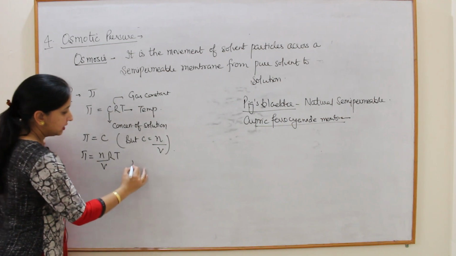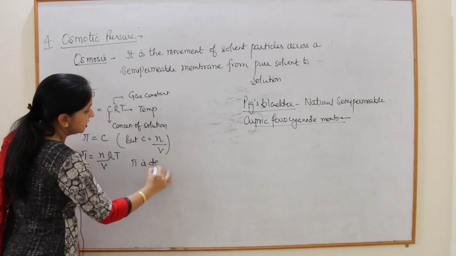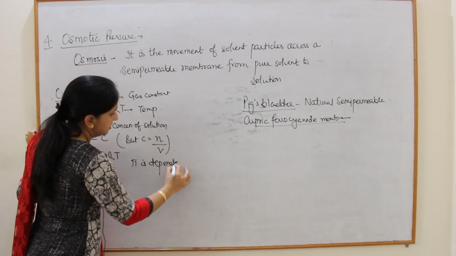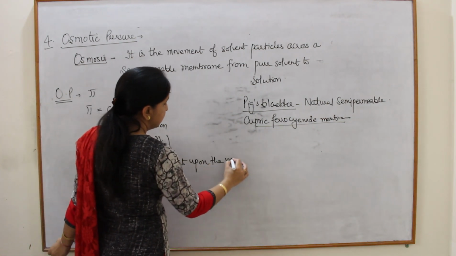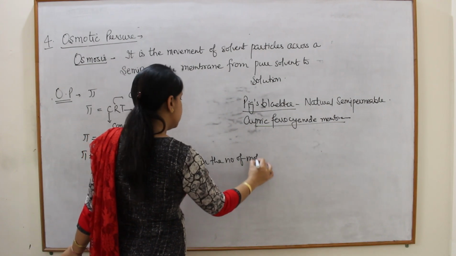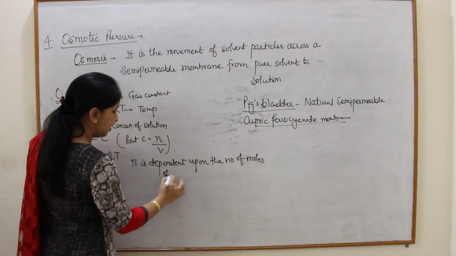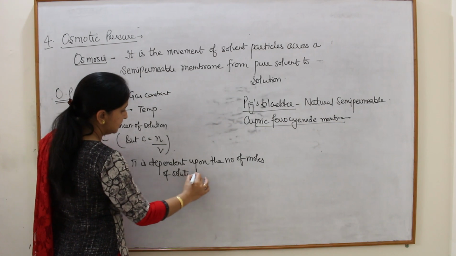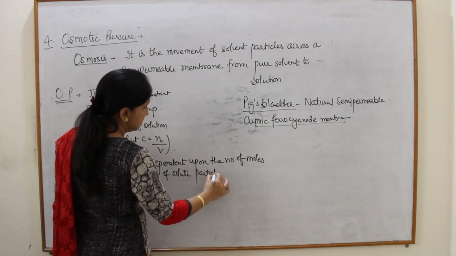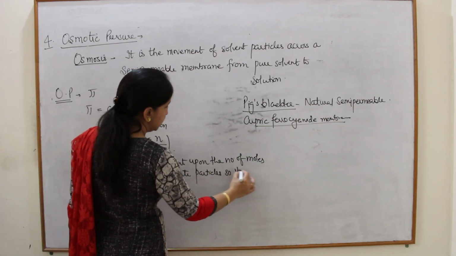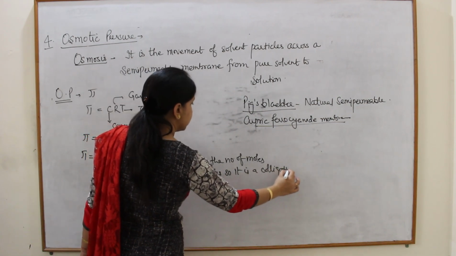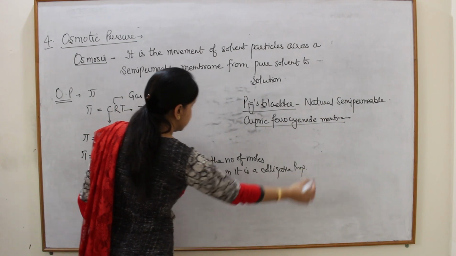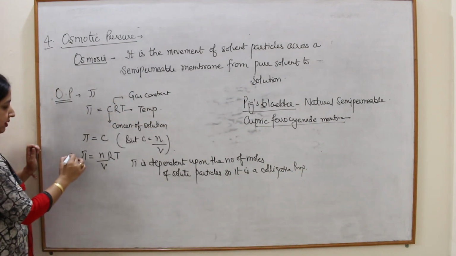So pi is dependent upon the number of moles of solute particles, so it is a colligative property. So this is a colligative property.